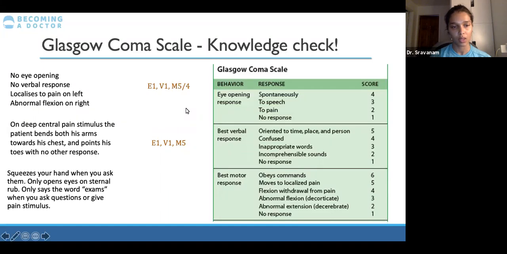Okay, cool. So this person squeezes your hand when you ask them to, so their motor response is obeying commands. They only open their eyes on sternal rub, so they're only responding to pain. So that's E2. And they only say the word exams when you ask questions or give a pain stimulus, so I would say that is inappropriate words, a score of 3. So you're all correct. I think everyone who's said it so far has got it right. Any questions on GCS scoring at this point? No. Okay. If you have any more, just let me know and we'll try and answer them as we go along.